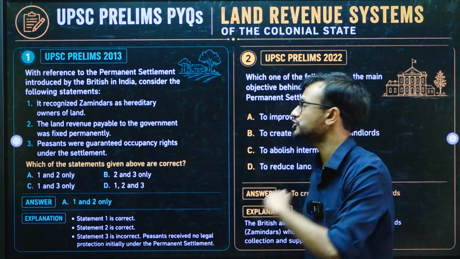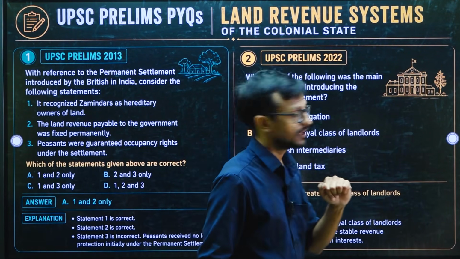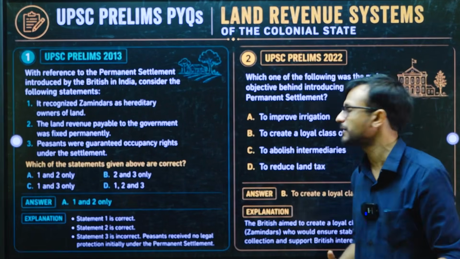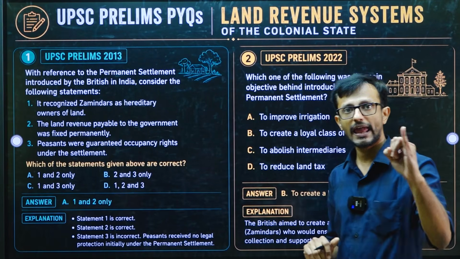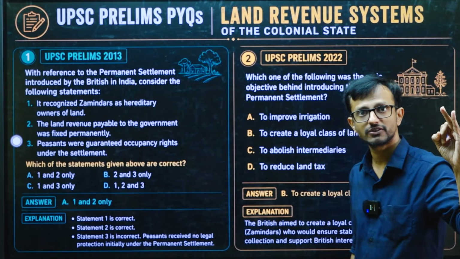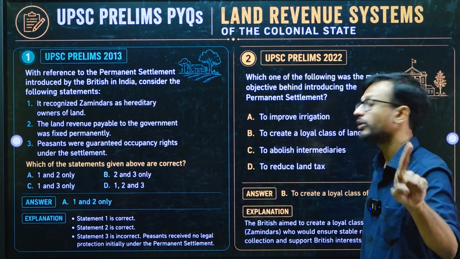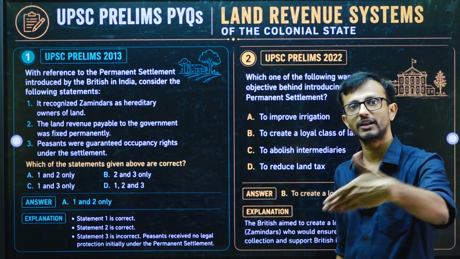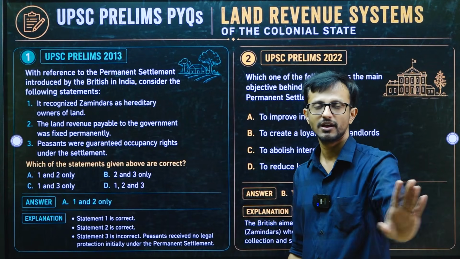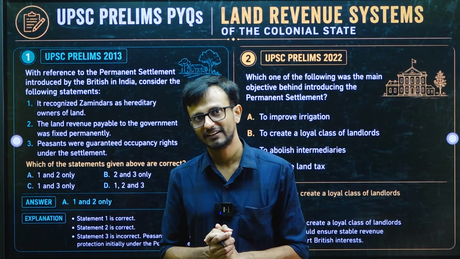UPSC prelims 2022, another question was asked. Which one of the following was the main objective behind introducing the permanent settlement? What was the objective of implementing permanent settlement? There are four options. A, to improve irrigation. B, to create a loyal class of landlords. C, to abolish intermediaries. D, to reduce land tax. Which one would it be? Through the lecture series, what did you understand? To create a loyal class of landlords. So regarding permanent settlement specifically, there have been two previous year question papers that came in UPSC.